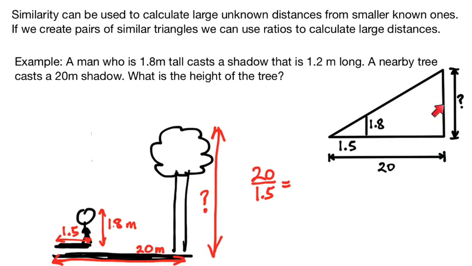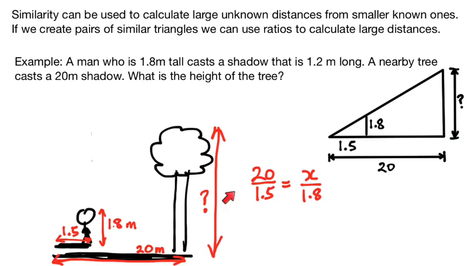two corresponding sides here. Now this is my unknown one called x, so I'm going to just pop a pronumeral in there called x, over 1.8, which is the height of my man. So in other words, we're saying the height of the tree divided by the height of the man should be in the same ratio as the shadows.